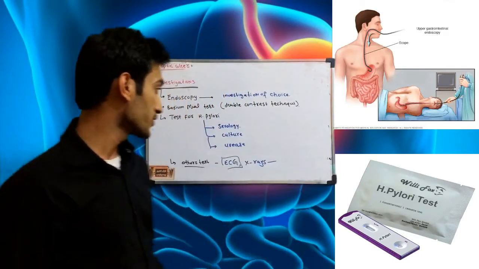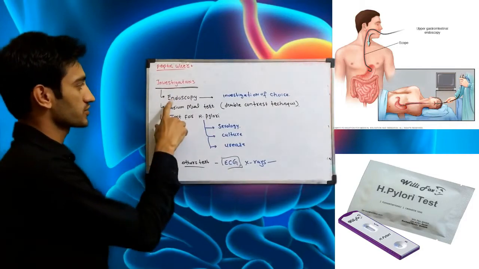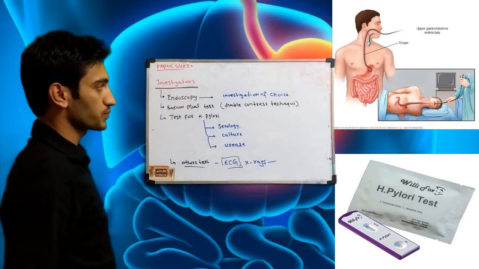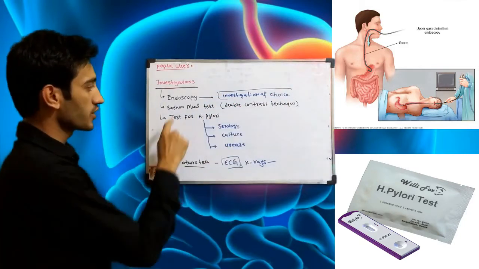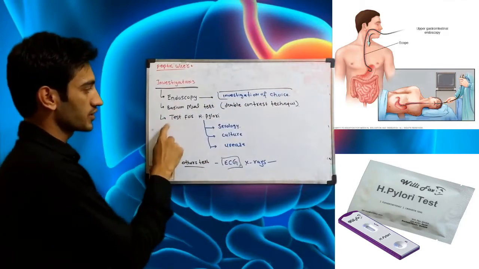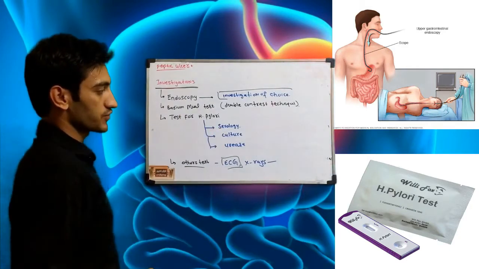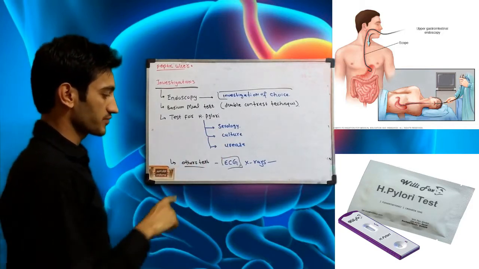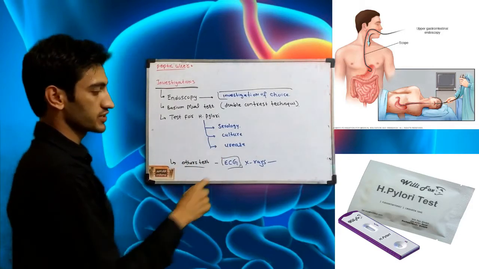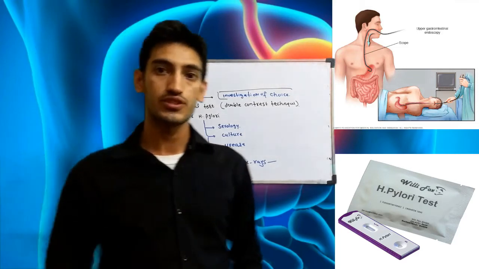So let's have a review. Different investigations used here. Endoscopy. Endoscopy is the investigation of choice. Barium meal test. Test for H. pylori. Different tests available for H. pylori: serology, culture and urease test. And other tests include ECG and X-ray. ECG is done to exclude the MI.